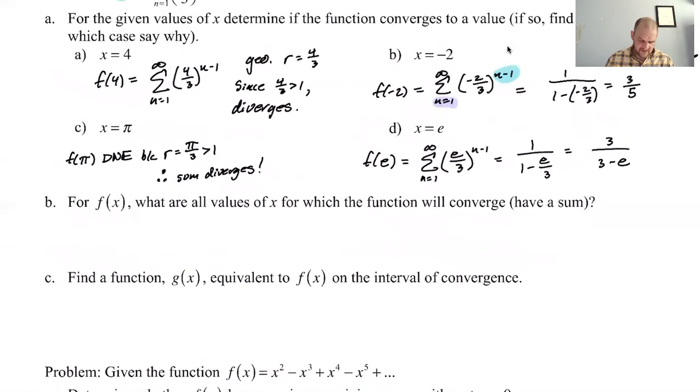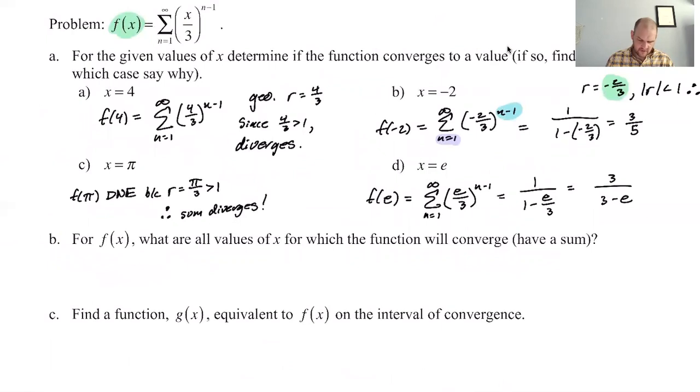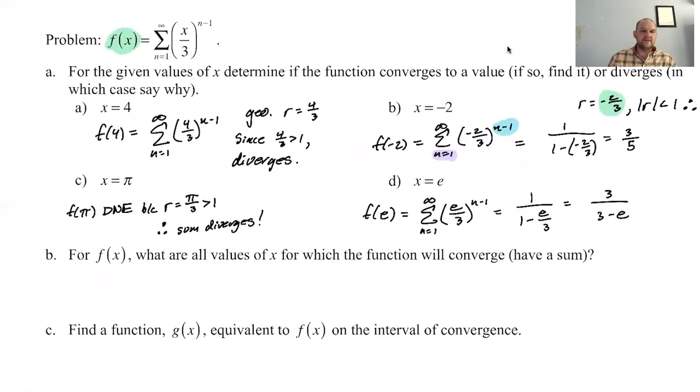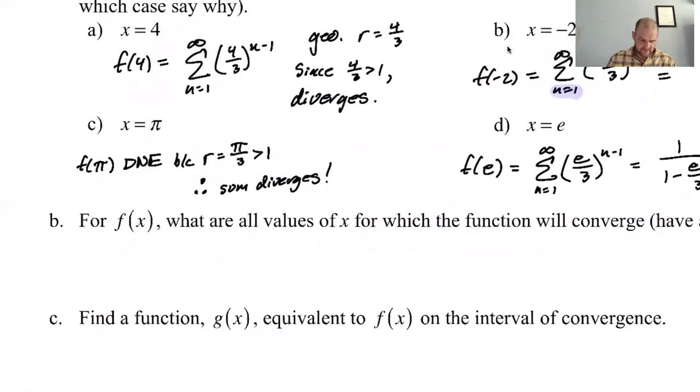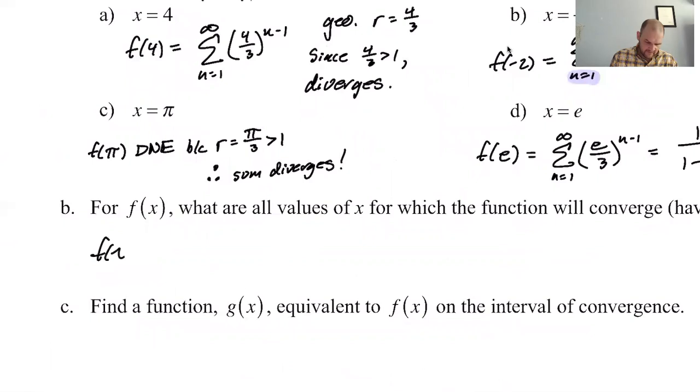For f of x, what are all values of x for which the function will converge or have a sum? So converging and having a sum, same deal. So this is geometric. So I'm going to say f of x is geometric.